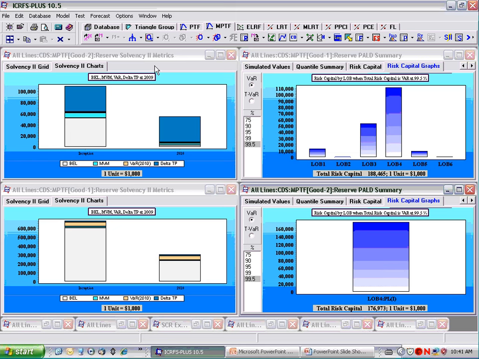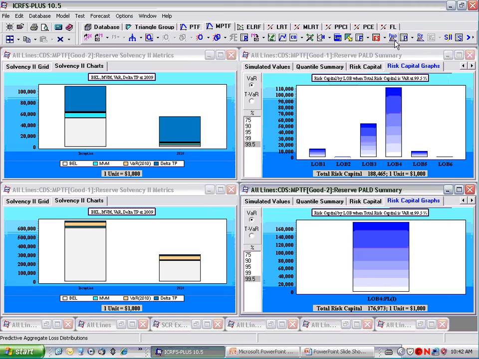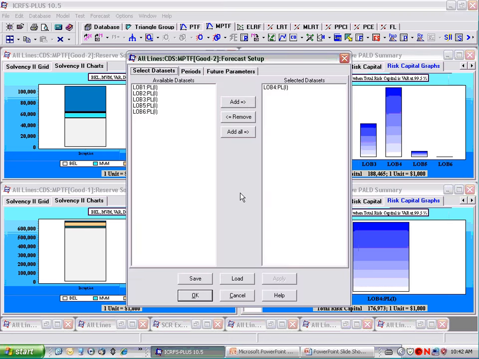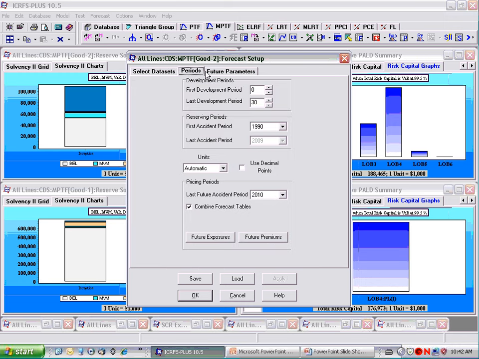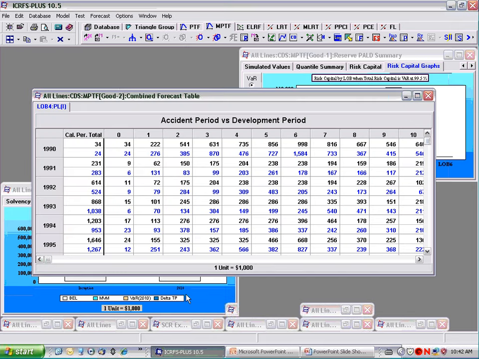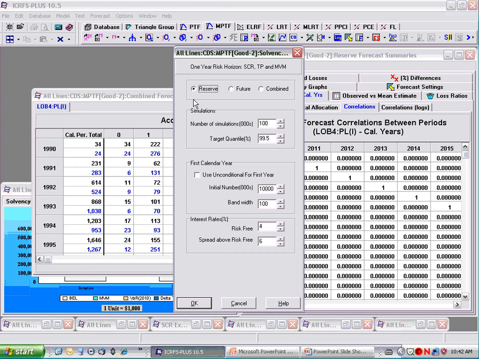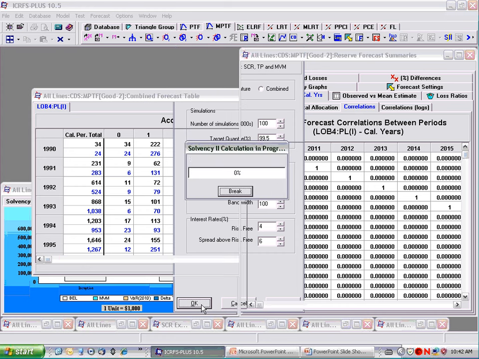Now, we did mention that correlations in fact drive the delta TPs. Let's look at LOB4, this will only forecast for LOB4. If we go to periods, now future parameters, remove parameter uncertainty. If you exclude parameter uncertainty and look at the forecast summary, you see all the correlations between calendar years are 0. So if I now do the Solvency II calculations for the reserve part, the delta TPs should be approximately 0. Remember, this is based on simulations.